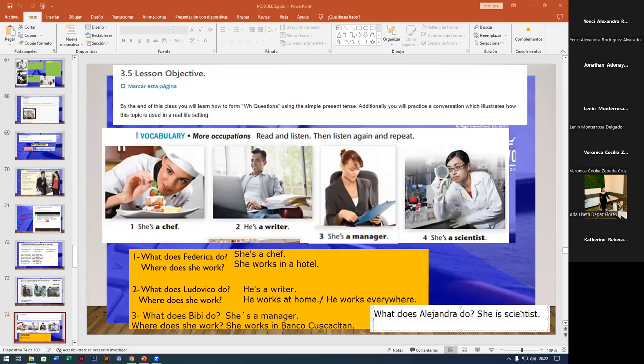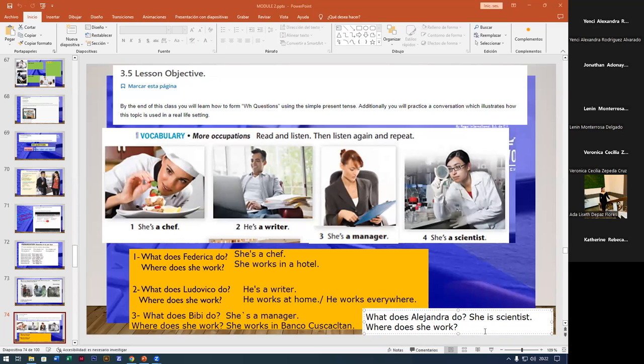Now, the question, the other one, what will be investigating the place? What does she work? Where does she work? That is correct. Excellent. Where does she work? Very good. Okay. What else? Answer? She works in lab. Very good. She works in a lab. That's like an abbreviation of laboratory. Yeah, that's good. She works in a laboratory.